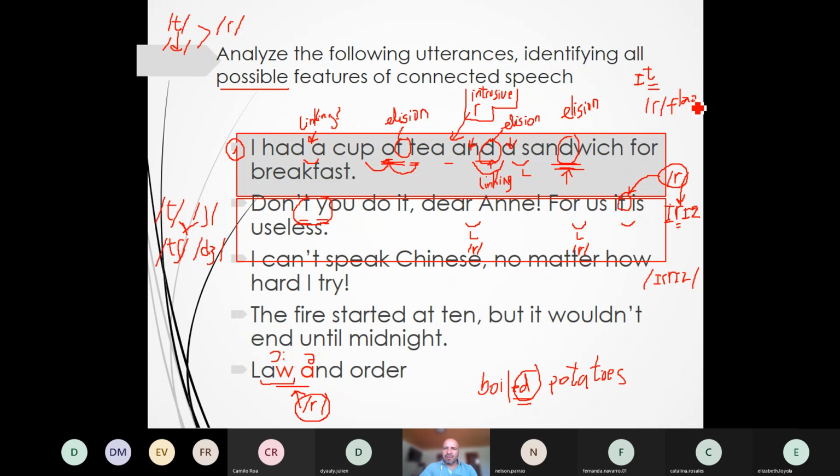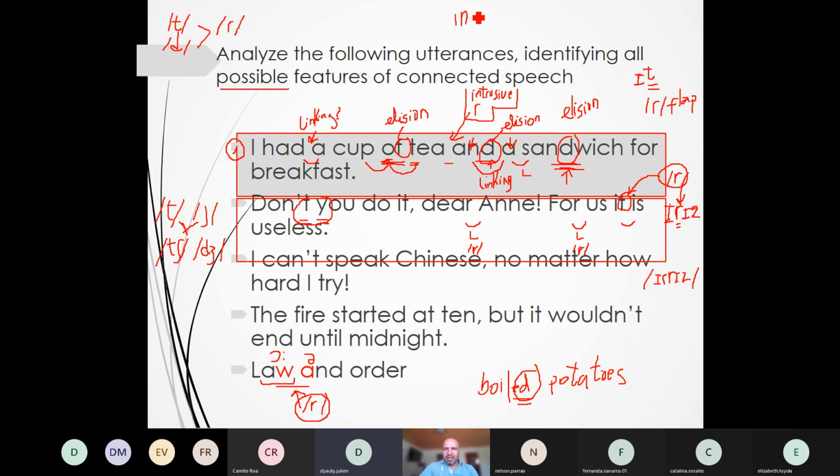But it's just using an allophone of the sound t. We're not inserting a new sound. When you are thinking about intrusive R, you are inserting another sound, an extra sound.